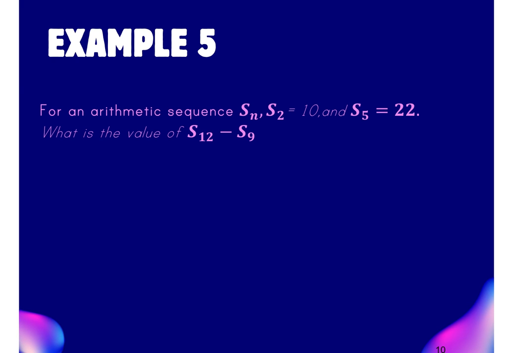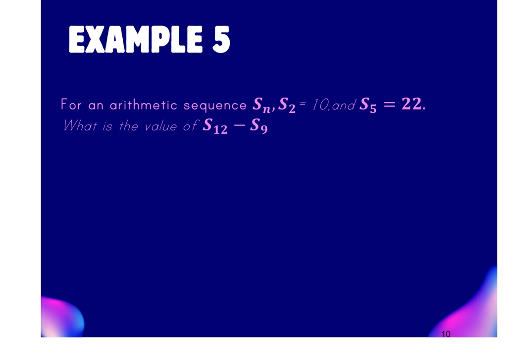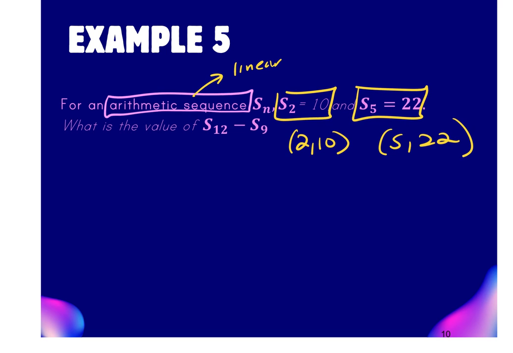Okay, last question. For an arithmetic sequence, Sn, S of 2 equals 10 and S of 5 equals 22. What's the value of S of 12 minus S of 9? So there's a couple different ways to do this. But first of all, you're not allowed to freak out when you see arithmetic because arithmetic is really just linear. Same as linear, okay? Obviously, but not the decimals in between. So if I have S of 2 equals 10 and S of 5 equals 22, I could change this to what? Good. (2, 10) and (5, 22).